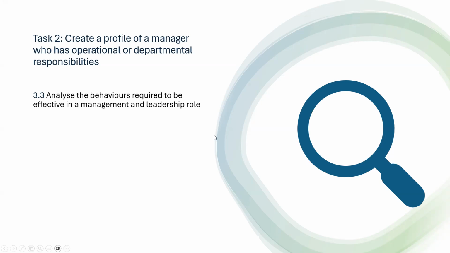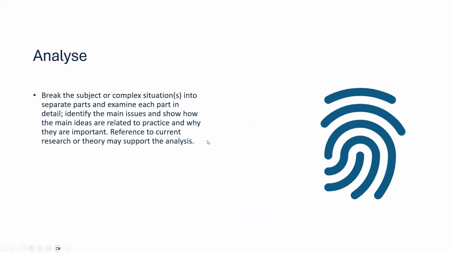Possibly then any little examples that you can weave in of where you've seen those behaviors in action and the impact that that had would be fantastic. So analyze means that we need to break it down into its parts. So I would say 3 or 4 parts, 3 or 4 behaviors, and examine each part in detail. So what is the behavior and why does it relate to effective leadership? So the why. Identify main issues and show how the main ideas are related to practice and why they're important.